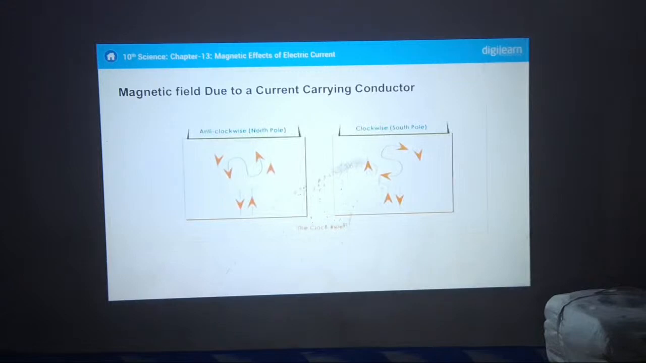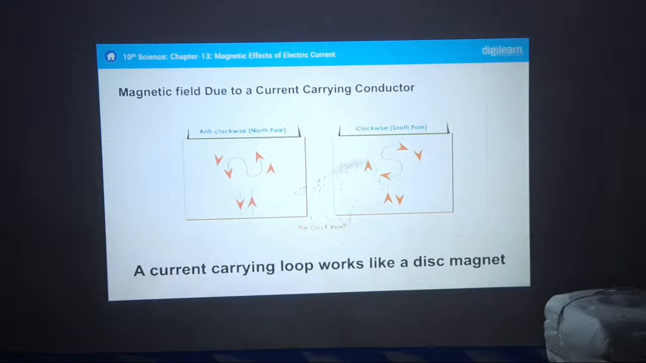Clock face rule. A current carrying loop works like a disk magnet. The polarity of this magnet can be easily understood with the help of clock face rule. If the current is flowing in anti-clockwise direction, then the face of the loop shows north pole. On the other hand, if the current is flowing in clockwise direction, then the face of the loop shows south pole.